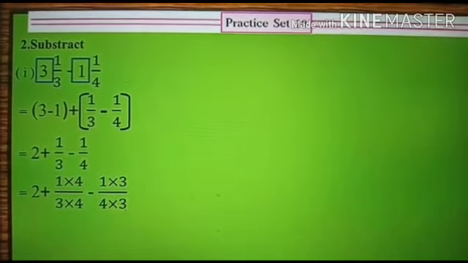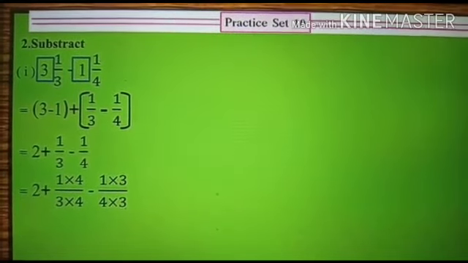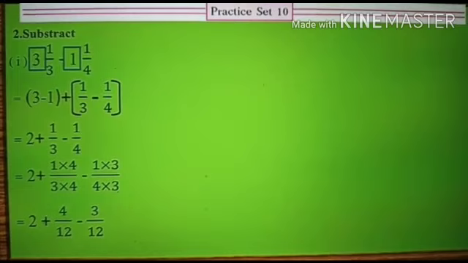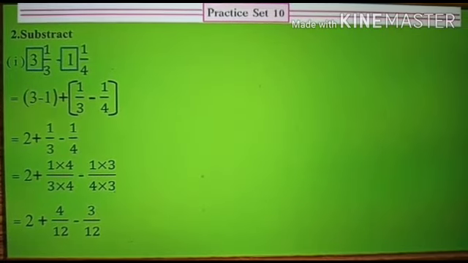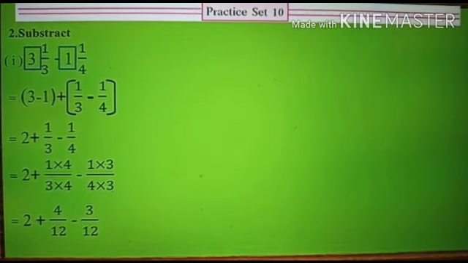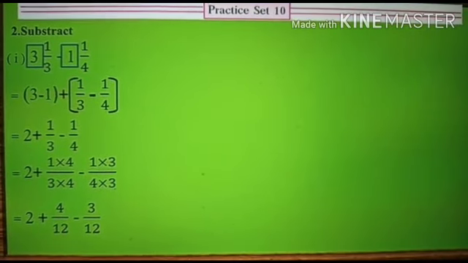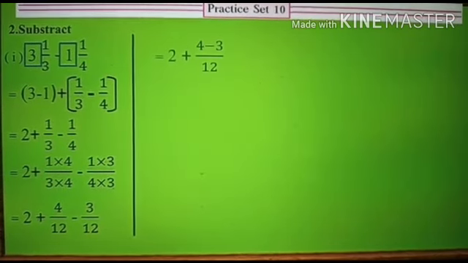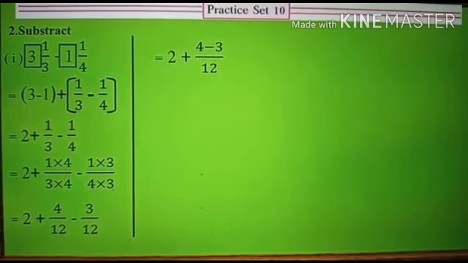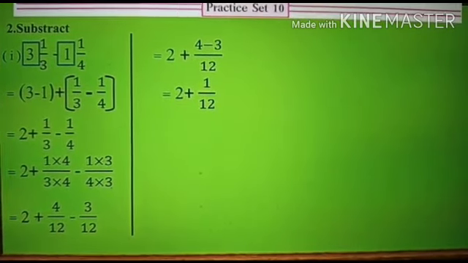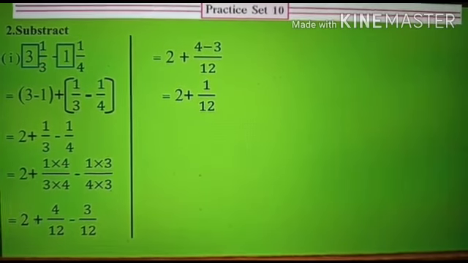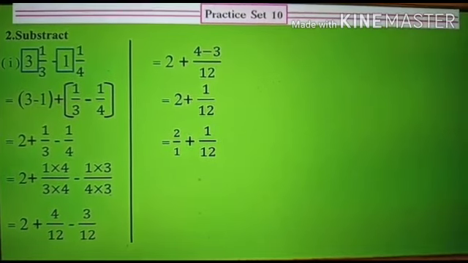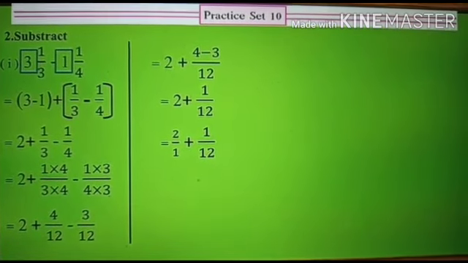So 2 plus 1 multiplied by 4 upon 3 multiplied by 4 minus 1 multiplied by 3 upon 4 multiplied by 3. So 2 plus 4 upon 12 minus 3 upon 12. The denominators are same now, or equal. So 2 plus 4 minus 3 upon 12. So 2 plus 1 upon 12, that is 2 into 1 upon 12, or 2 upon 1 plus 1 upon 12.